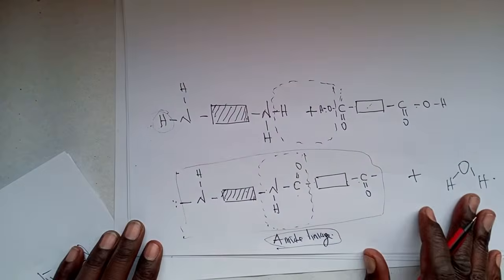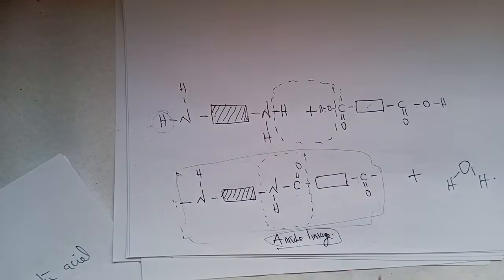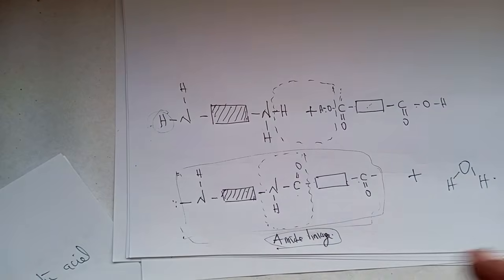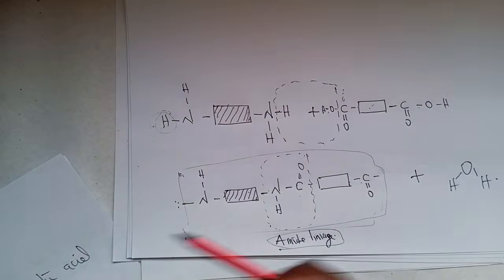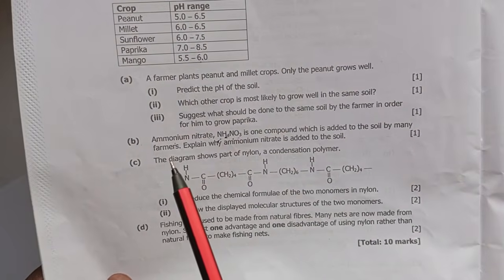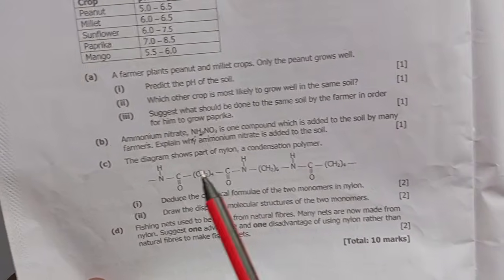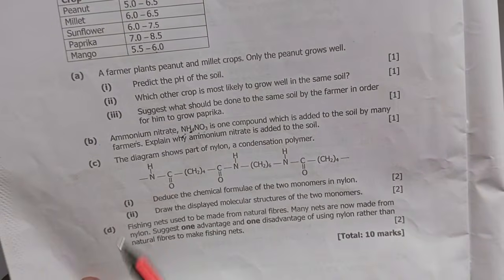Now, nylon is also called a polyamide. Why? Because it has a lot of amide linkages that link its monomers to make it a molecule. So now, having talked about this, I think we can go back to the question. So the question now says, the diagram shows part of nylon, a condensation polymer. It's true. In the process of forming this molecule, we have water molecules being eliminated.